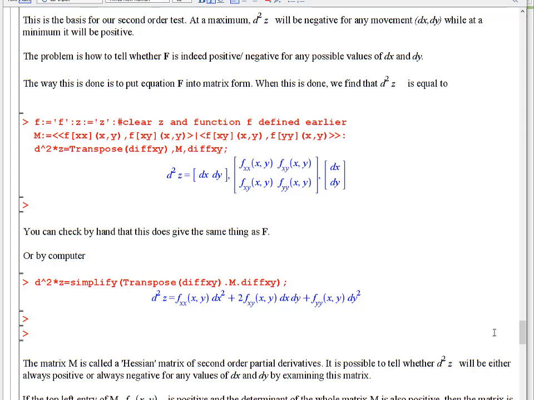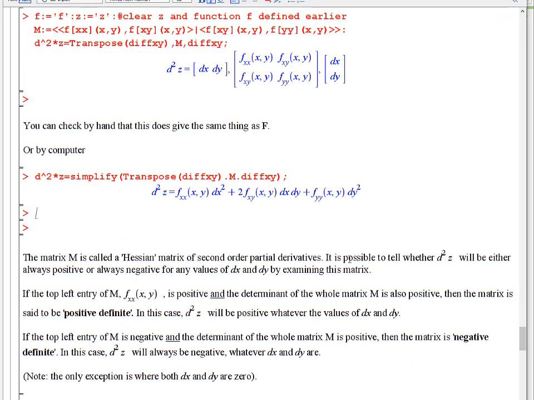Multiplying that gives you that back. Now, this matrix is called the Hessian matrix of second order partial derivatives. And with matrices, when you have a square matrix like this, it is possible to tell whether or not the result of this will always be positive or always be negative for any values of dx and dy by examining the matrix.